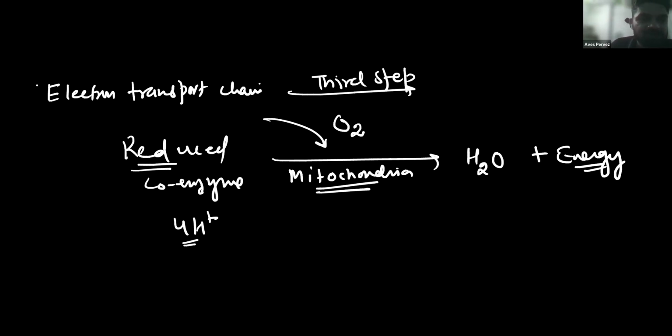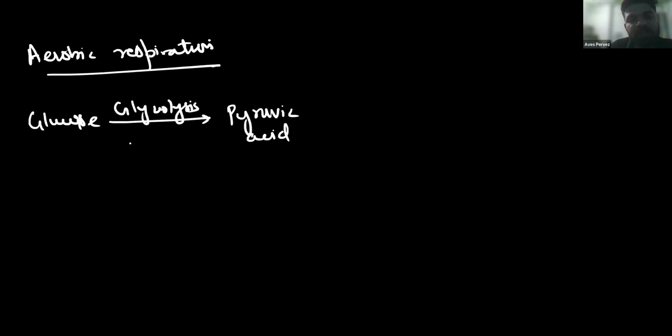Let me explain one more time what is happening here. The first step is aerobic respiration. In aerobic respiration, the first step is that glucose is broken down into pyruvic acid. This step is known as glycolysis, and it occurs in the cytoplasm of the cell. Now this is pyruvic acid, and the next step is called the Krebs cycle.